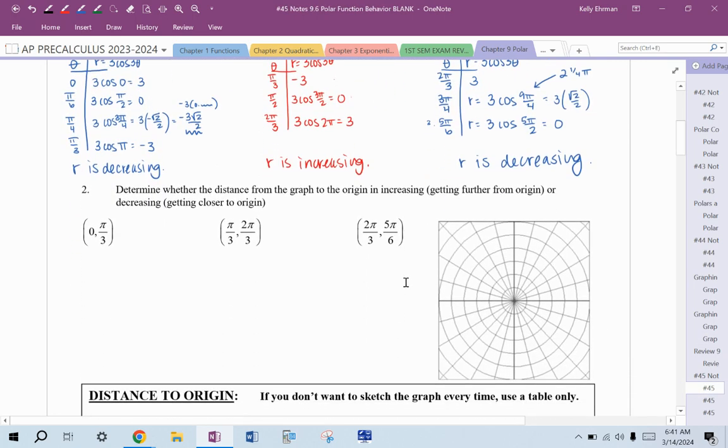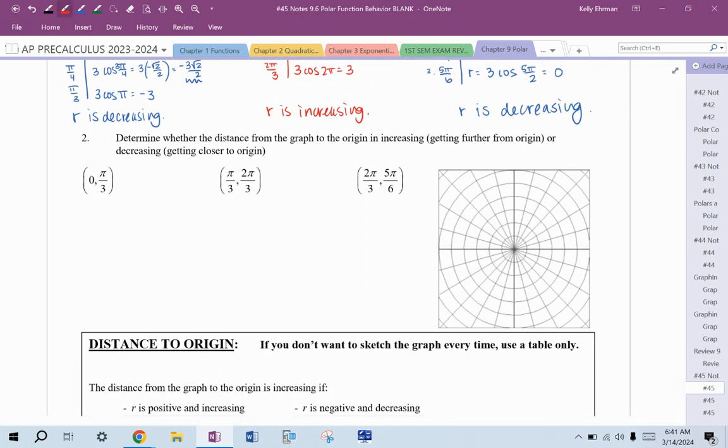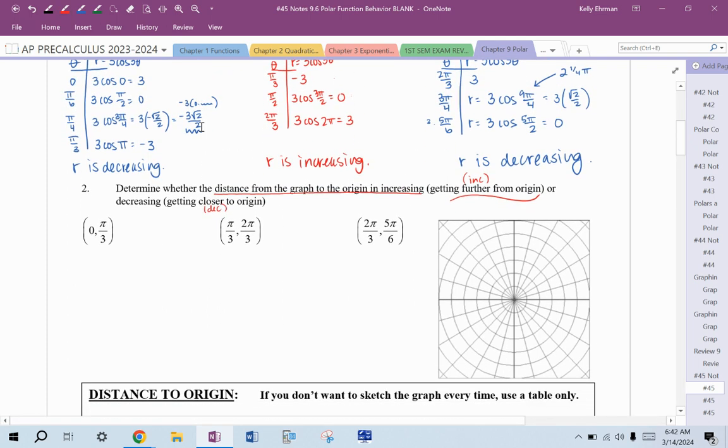All right, back to our notes. Determine whether the distance from the graph to the origin is increasing. So is the graph getting further from the origin? That's what increasing means. Or is the graph decreasing, which is getting closer to the origin? That's kind of what I just modeled. So I want to sketch this picture again here. Let's take a look at what was happening. We said on this interval 0 to pi over 3, remember that r is decreasing, right? So let's look at this interval here.